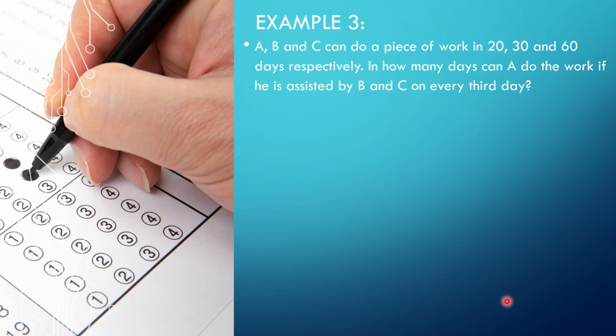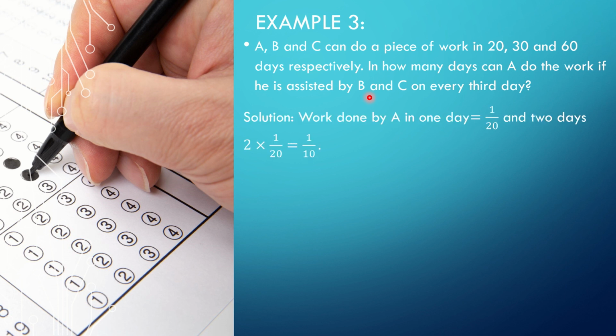Example 3: if A, B and C can do a piece of work in 20, 30 and 60 days respectively, that is A can do the work in 20 days, B in 30 days, and C in 60 days, how many days will A take to do the work if he is assisted by B and C on every 3rd day? So for the first 2 days he works alone, and on the 3rd day the other two join him. In how many days will A finish that work?